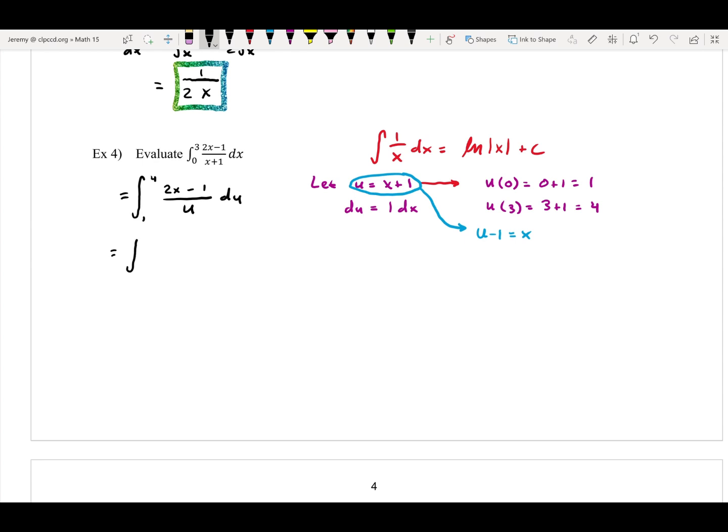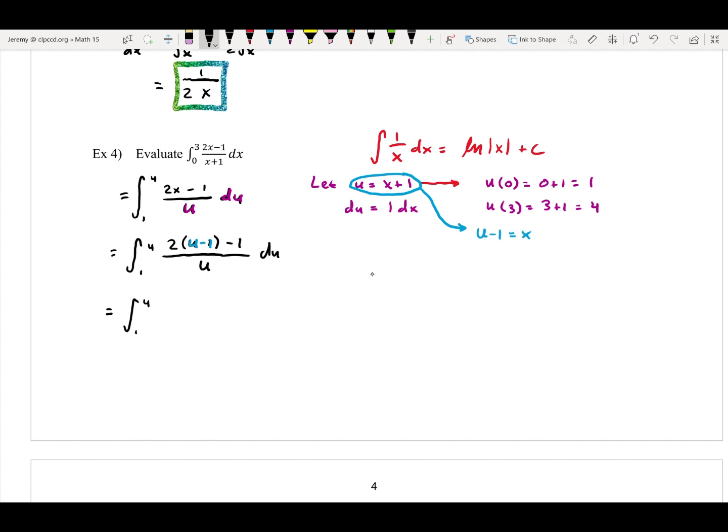So now this is going to be the integral from 1 to 4 of 2 times, now in for x, I'm going to put u minus 1, du. Okay, so just to highlight the substitutions, we did the u substitution, and we also had to do this tricky little replacing of x with u minus 1. Phew, kind of a tricky one, but I think we're pretty much in the clear now.